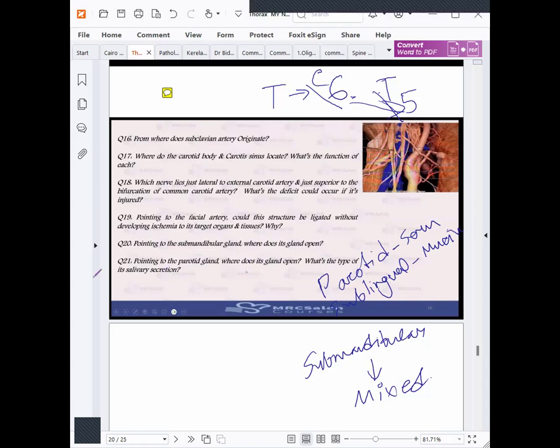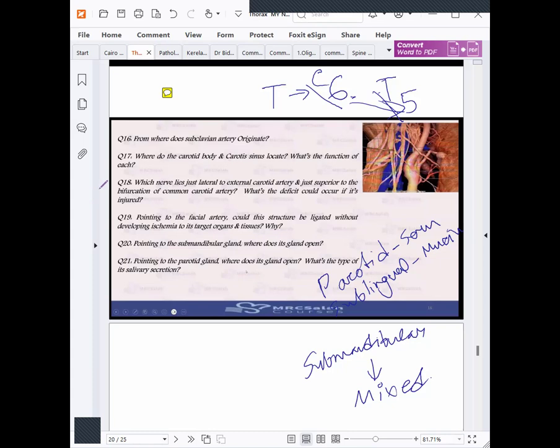And what is the type of secretion of the salivary gland? Serous secretion. Okay. Can you mention the names of some salivary glands? Parotid, submandibular, sublingual. Okay. Regarding the function, you answered correctly.